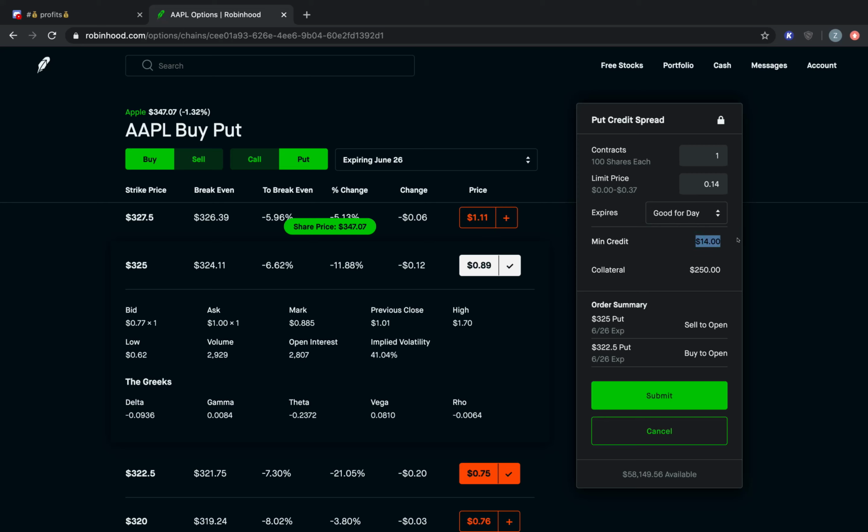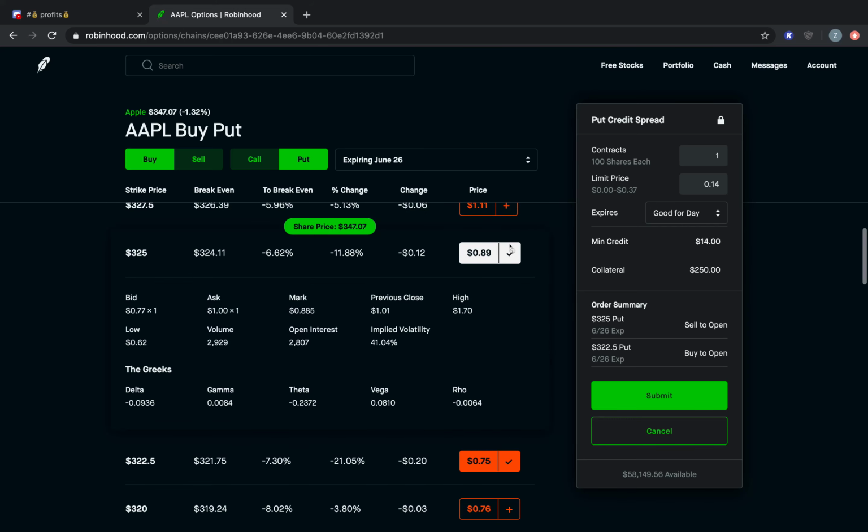For selling this spread, we are going to receive a net credit of $14. That net credit is determined by the difference between these two premiums. Because you're shorting the one that's more expensive and you're buying the one that's cheaper, the difference is that extra money, that credit, is going to be credited to your account for selling the spread.